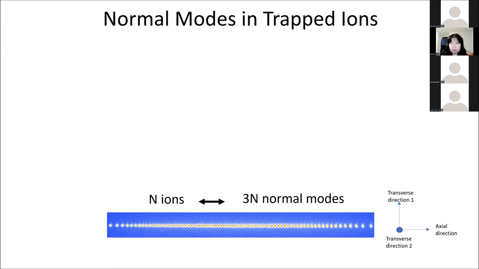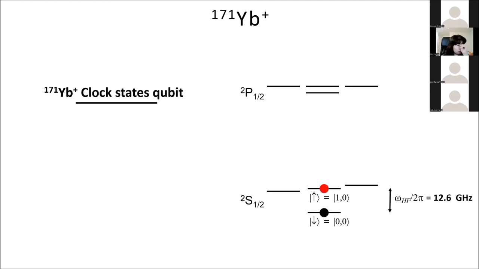So next I'm going to explain the atom that we use to do quantum computation. At the University of Maryland, we use ytterbium 171 as a qubit, and we chose this atomic state 2S1/2 with mF equals zero. For example, this state is spin up and this state is spin down. This is our qubit, and these two states are separated by 12.6 gigahertz.